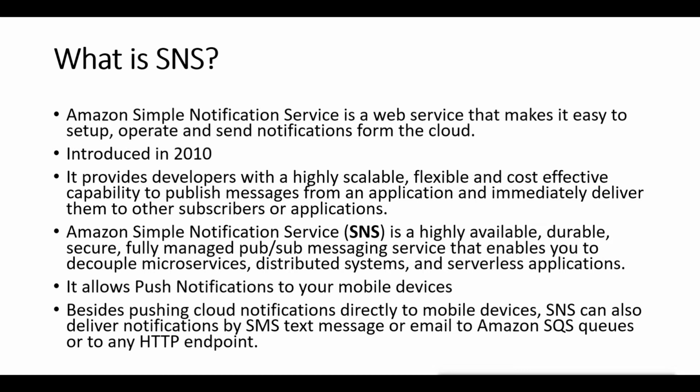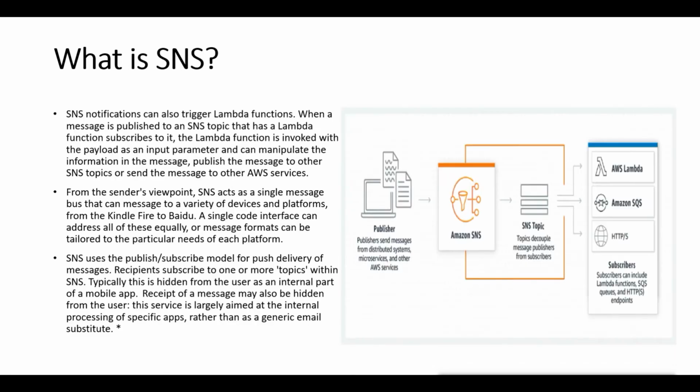Amazon Simple Notification Service is highly available, which means you can rely on it. It allows push notifications to your mobile devices. Besides pushing cloud notifications directly to mobile devices, SNS can also deliver notifications by SMS, text message, or email to SQS queues or to any HTTP endpoint. So it's a way of pushing out information both to mobile devices as well as text messages as well as SQS or to any HTTP endpoint.